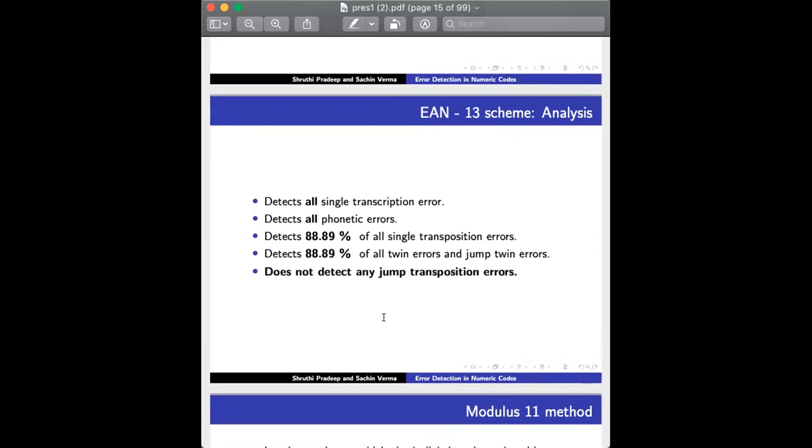So is this clear? And shall we move to the next method, everyone? No, I think it is better we explain why it cannot detect a jump transposition error. Okay, I'll do that. I'll just share the screen to write.